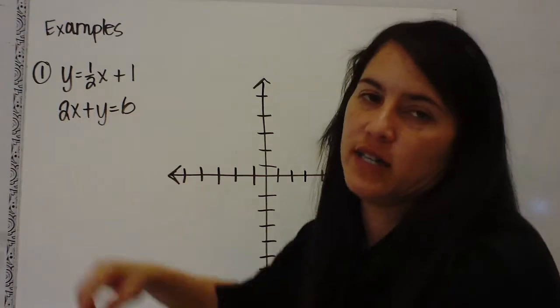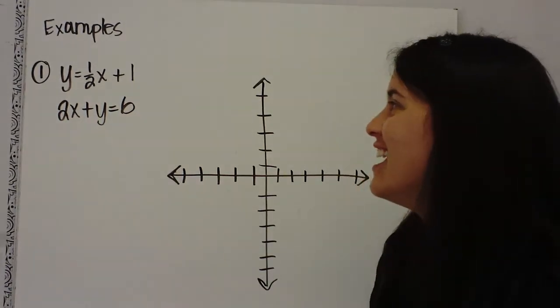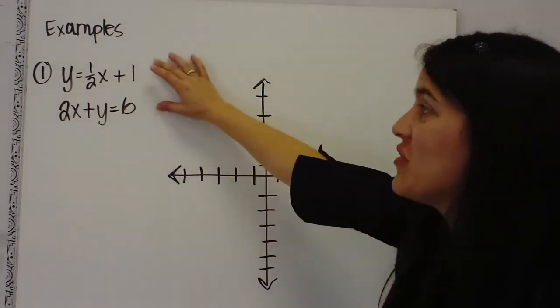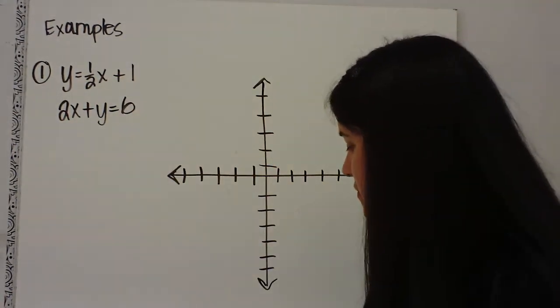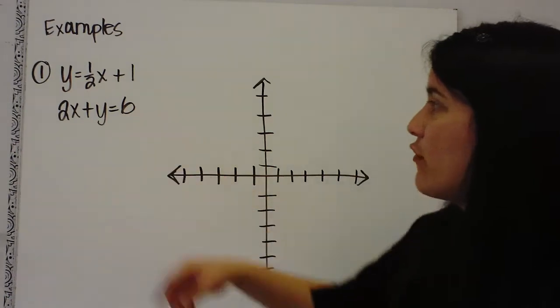Oh, here's example 1. Sorry. All right, well, whatever. We have two equations. y equals 1/2 x plus 1. And the one from before.